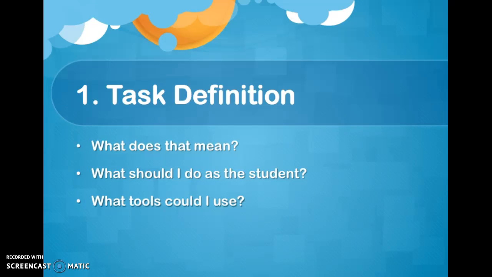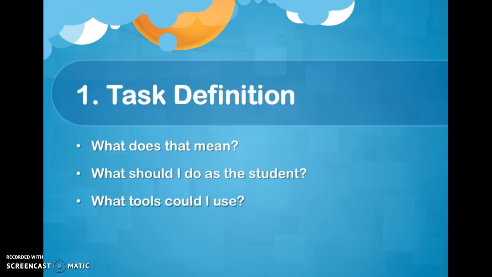First, let's talk about task definition. What does that mean? First, you should figure out what it is that you are trying to solve by doing research. Blind research isn't going to help anybody. Second, what should I do as the student? You should make a list of all the questions you want answered by doing your research. While it may be fun to go online and look at pictures of puppies, if you aren't researching puppies, you don't need to be looking at images of puppies.